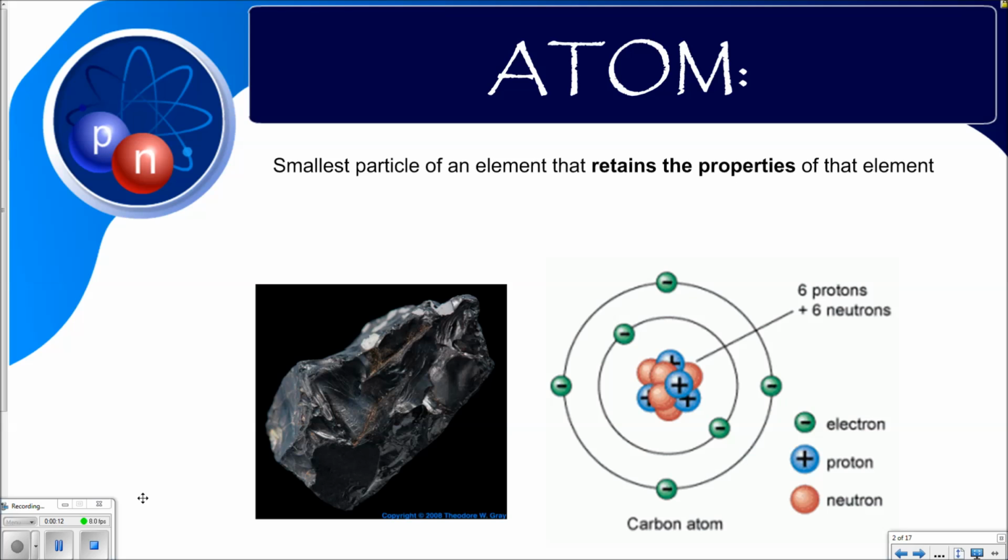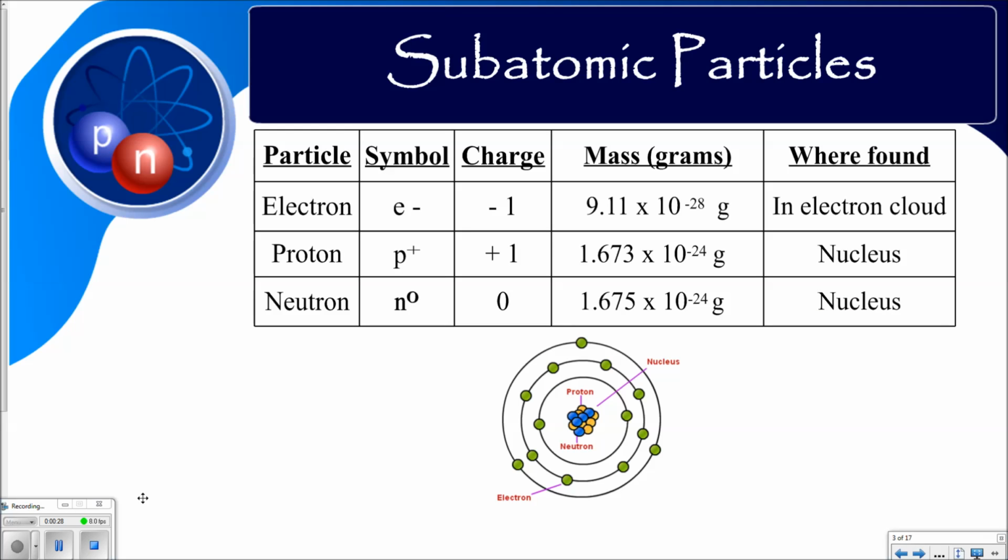So the atom. The atom is the smallest particle of an element that retains the properties of that element. In the bottom left I have a picture of a piece of carbon and you can see its physical properties. But on the right I have a diagram of the carbon atom where you can see the components that make it up. Speaking of those components, they're called subatomic particles, like the electron, proton, and neutron.